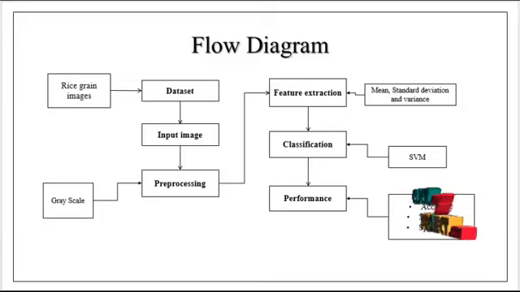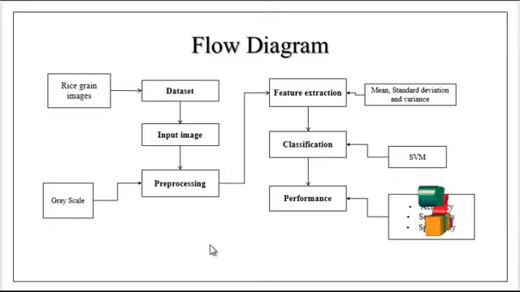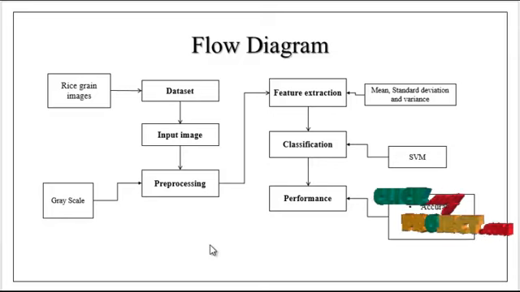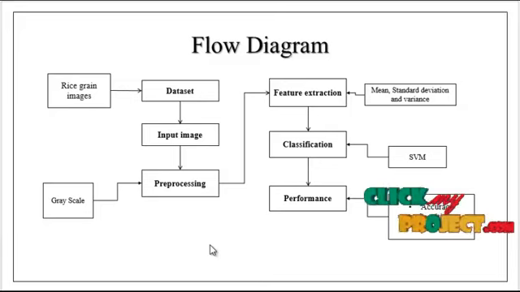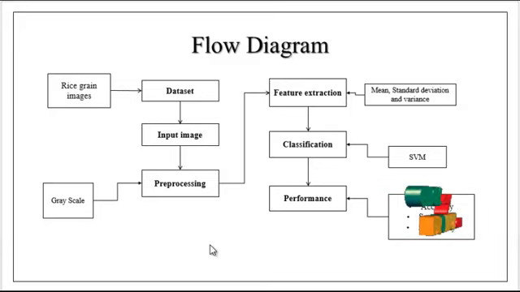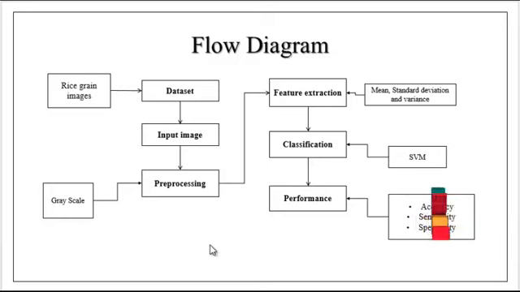Now we are going to discuss the flow diagram of the process. This is the overall working flow of this project. The project consists of modules such as dataset, input image, pre-processing, feature extraction, classification and finally performance estimation. At first, the input rice grain image is taken from the dataset. The dataset consists of lots of grains, with three kinds of images. After taking any one image from the dataset, the pre-processing will be carried out. In this pre-processing, grayscale conversion is carried out and then noise filtering and resize will be carried out.